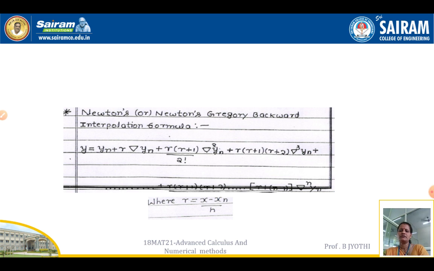Similarly, we have the Newton-Gregory backward interpolation formula, that is y equals yn plus r del yn plus r(r plus 1) by 2 factorial del square yn plus r(r plus 1)(r plus 2) by 3 factorial del cube yn plus and so on, where r is x minus xn by h.